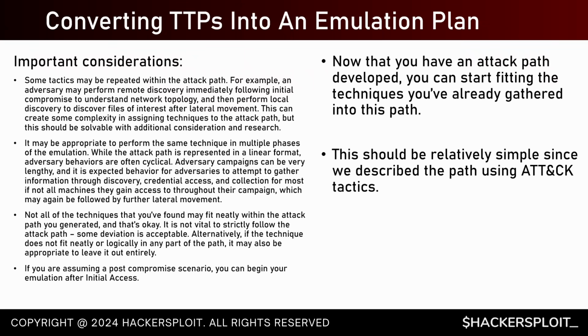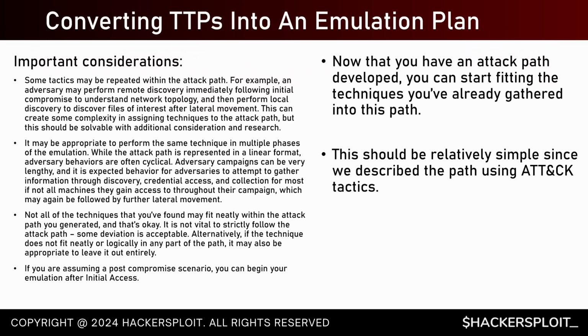So there are a couple of important considerations here. Firstly, some tactics may be repeated within the attack path. For example, an adversary may perform remote discovery immediately following initial compromise to understand the network topology or to perform local enumeration on the network, right? They may then move on to performing local discovery to discover files of interest after lateral movement. The result is that, from your perspective, this will create some complexity in assigning techniques to the attack path or understanding the sequence, as I mentioned in the previous slide. But this can be solved with additional considerations and research.